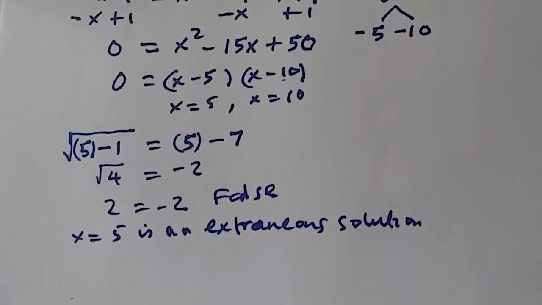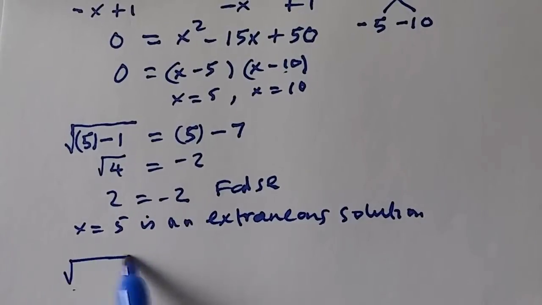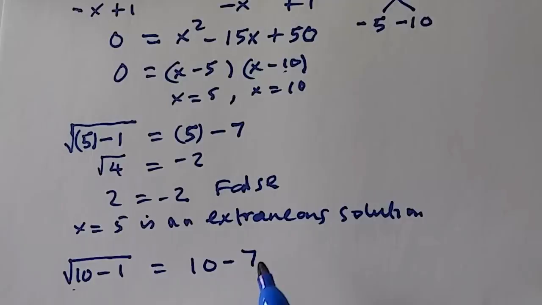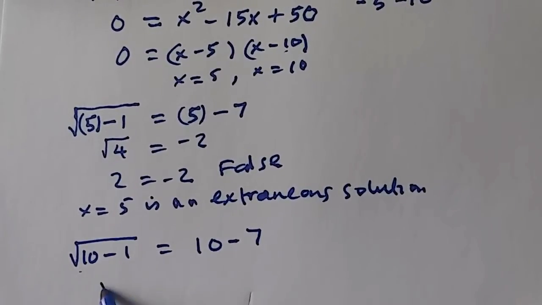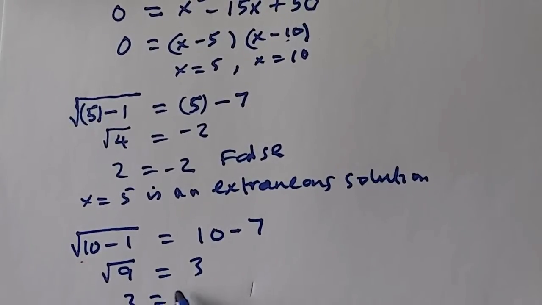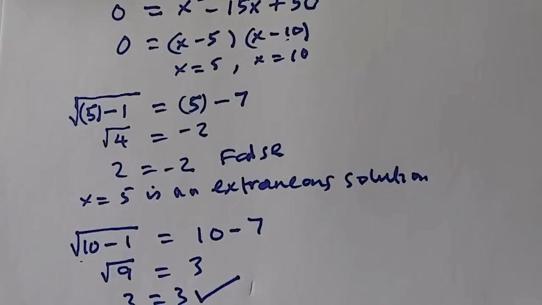Okay. Now we're going to test x equals 10. So we're going to do the same thing with x equals 10. So here we go. Square root of 10 minus 1 equals 10 minus 7. Okay, so 10 minus 1 is 9. And 10 minus 7 here is 3. Square root of 9 is 3. 3 equals 3. Checks.